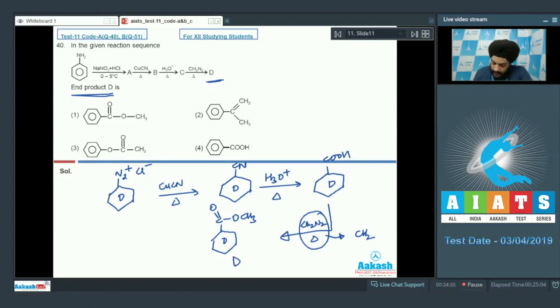So if you look at the options which are given to us, we can clearly see that we have to select the first option as the correct answer. Let us look at the next question.